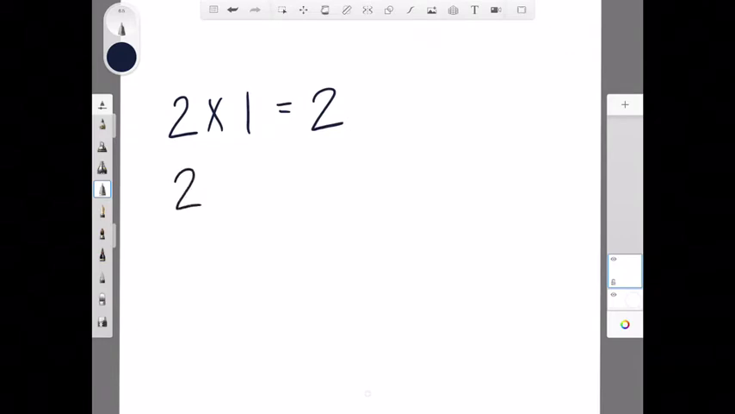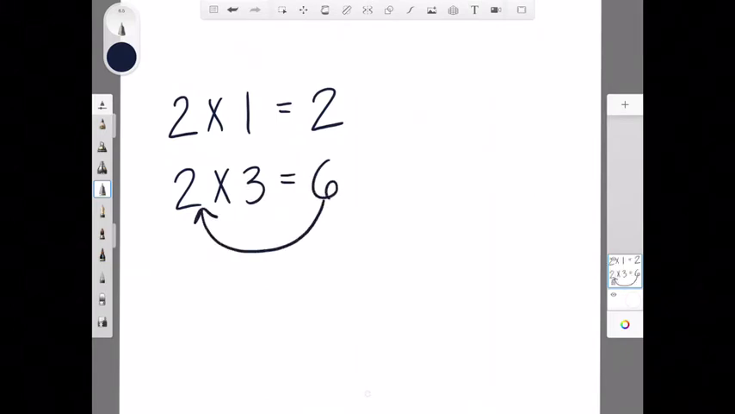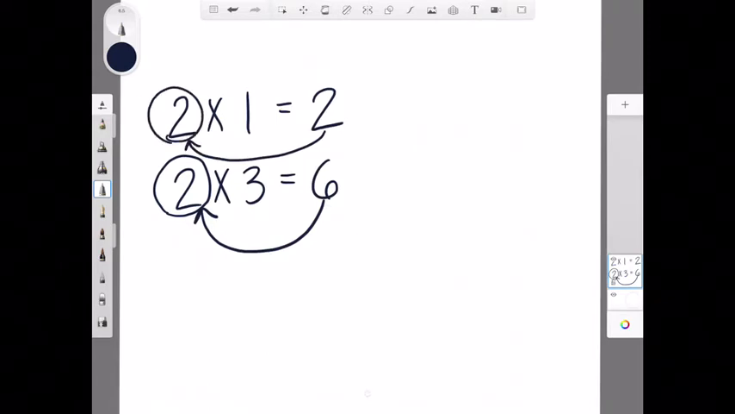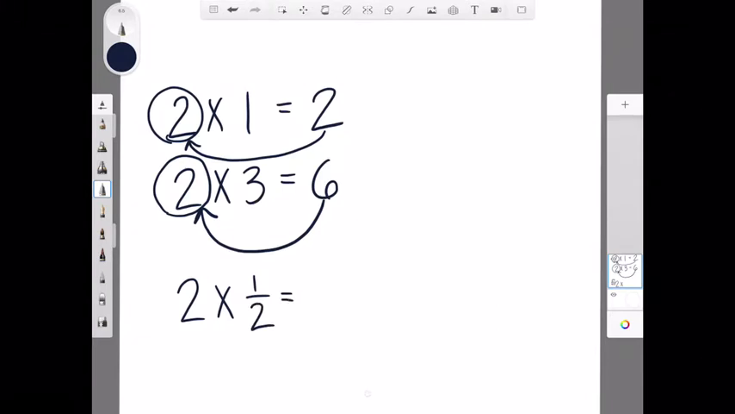If we multiply 2 by anything greater than 1, for example 3, that gives us 6. 6 is greater than the number that we started with. When we multiply by 1, we end up with the same number that we started with. Now when we multiply 2 by a number that's less than 1, for example, let's multiply it by 1/2, 2 times 1/2 is 1, and 1 is less than what we started with.